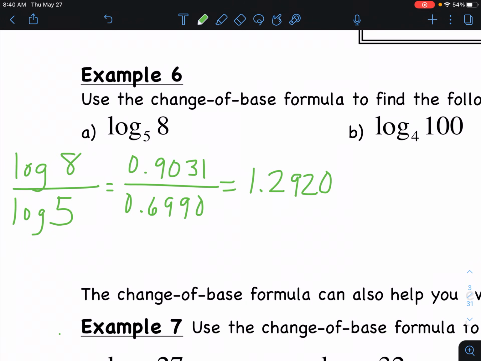So remember what this is saying. This has to do with exponents. If we were to check that, 5 to the power of 1.292 is approximately 8. I'll repeat that. 5 to the power of 1.292 is approximately 8.